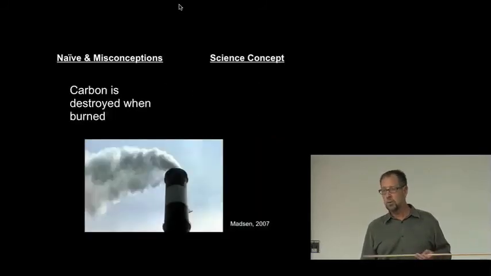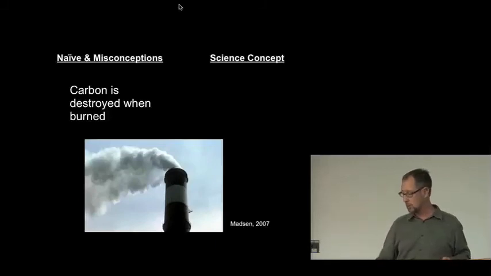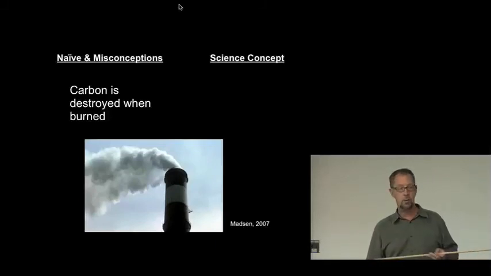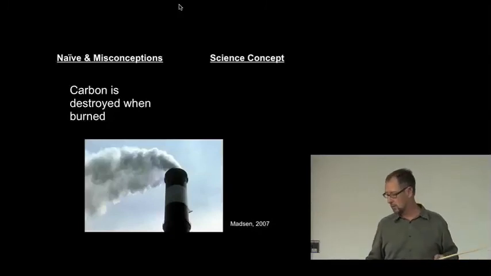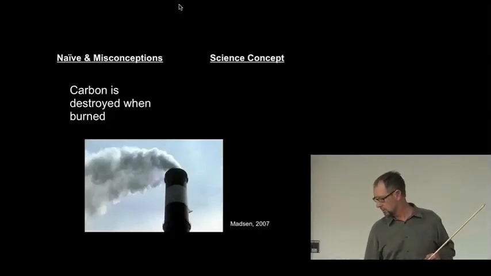Some students think that as we burn carbon, it's being destroyed, that we're altering the carbon cycle. Well, we're altering it in some ways, but we're not destroying it. We're just moving different parts of carbon around in a way that they wouldn't normally move.